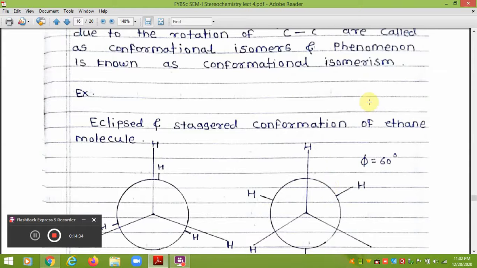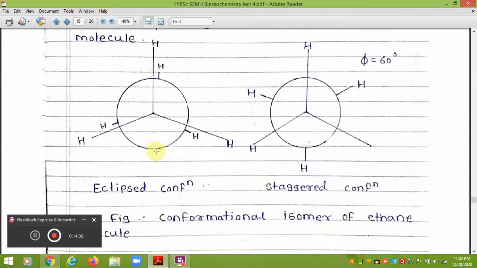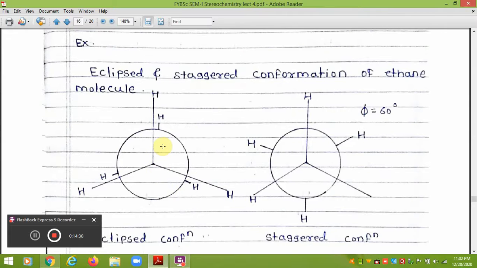For example, we will discuss the ethane molecule. Dear friends, in ethane there are two carbons: one is the front carbon and the other is the back carbon. This can be represented in the Newman projection like this. So here the relative angle is 0 degrees, that's why this is the eclipsed conformation, and if these are rotated by 60 degrees, definitely the relative angle will become 60 degrees.